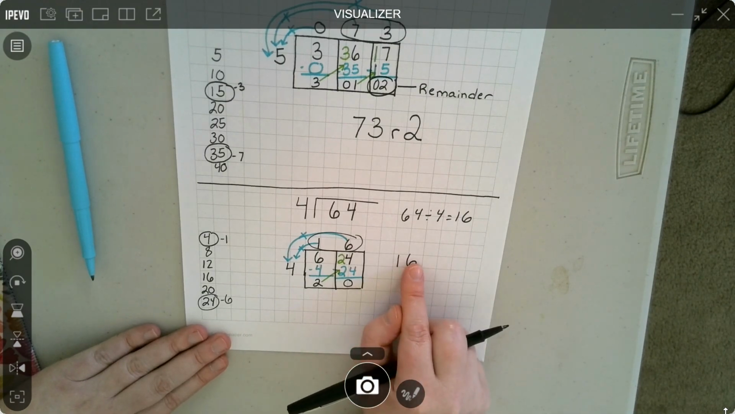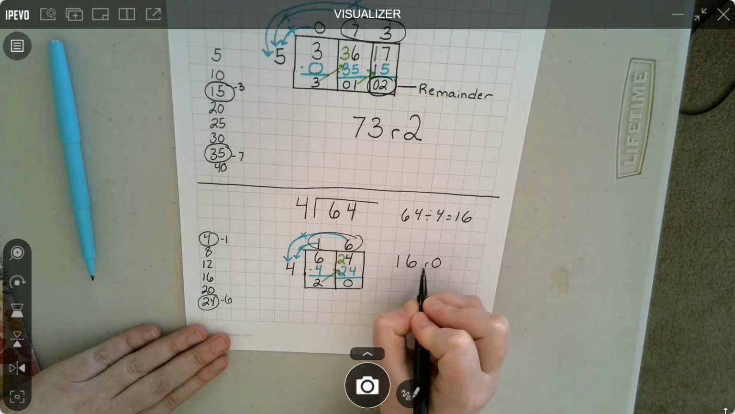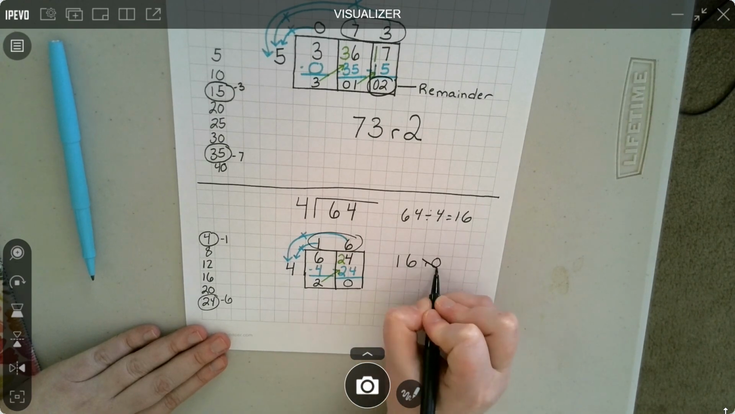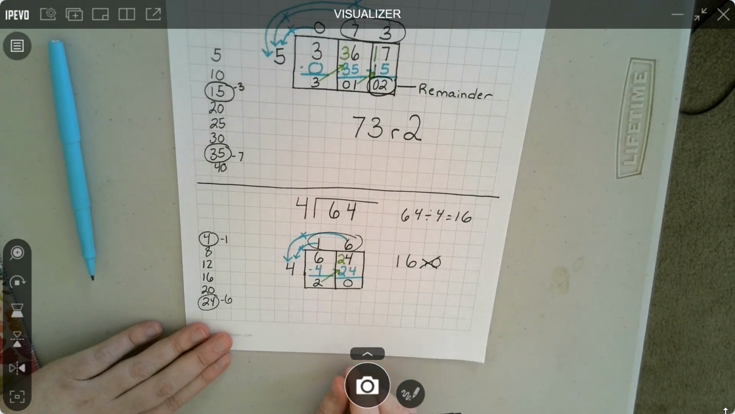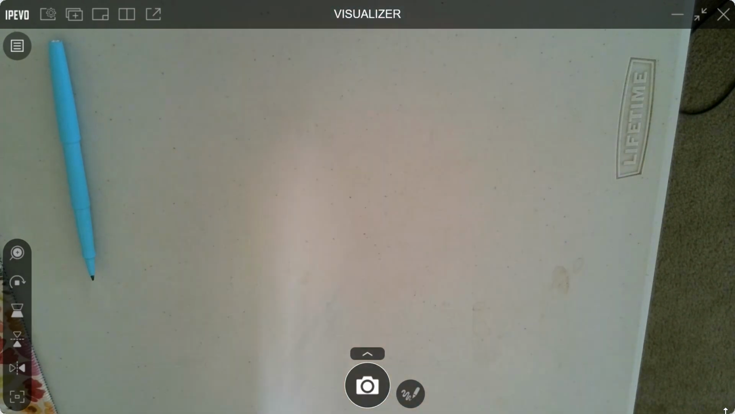Now, if you wanted to get really picky, you could say R0. You don't have to. If there are no remainders, you do not have to put that there at all. All right? So let's look at another one.